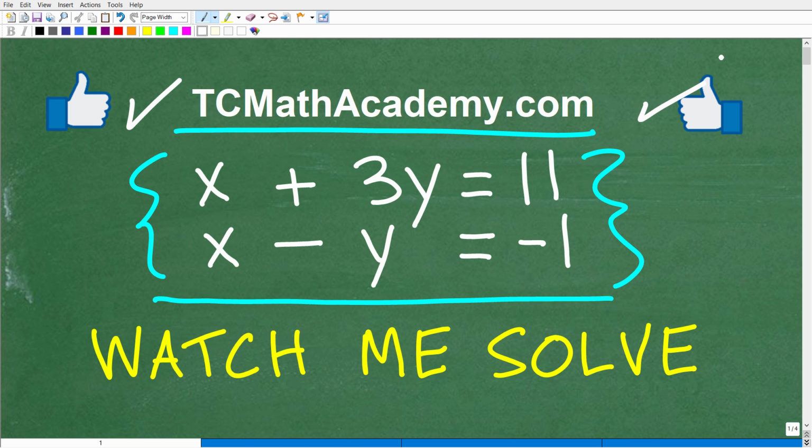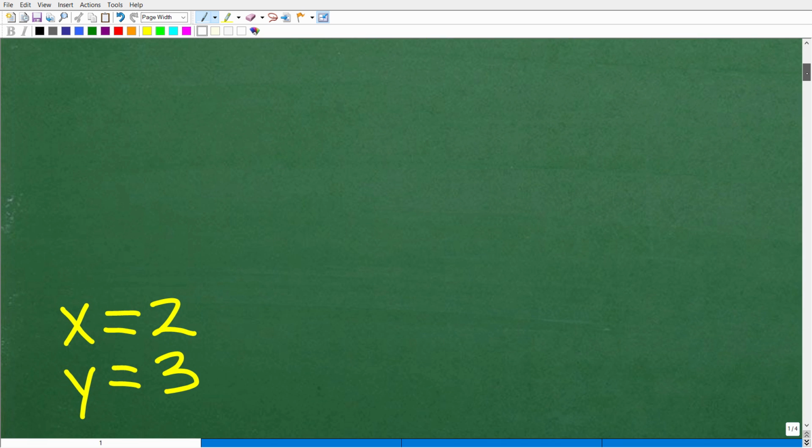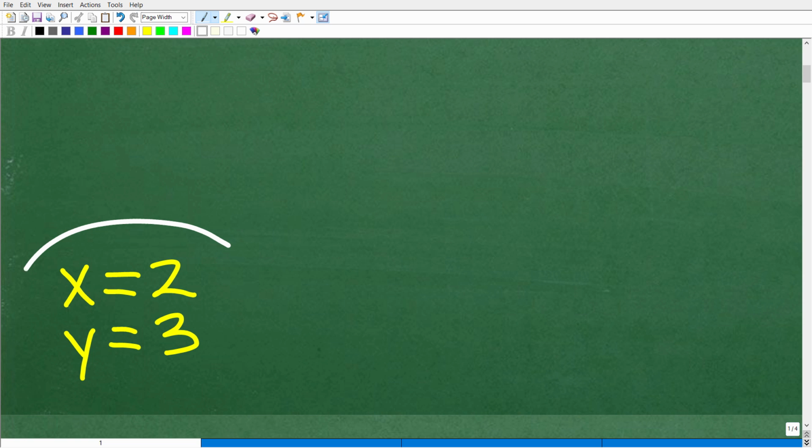Okay, so here is the problem. We have x plus 3y is equal to 11 and x minus y is equal to negative 1. Again, the description to this type of problem would be a two variable linear system. Of course, I'll explain what that means a little bit more. But let's go ahead and take a look at the answer for those of you that tried this problem. And this is the correct answer. So x is equal to 2 and y is equal to 3.